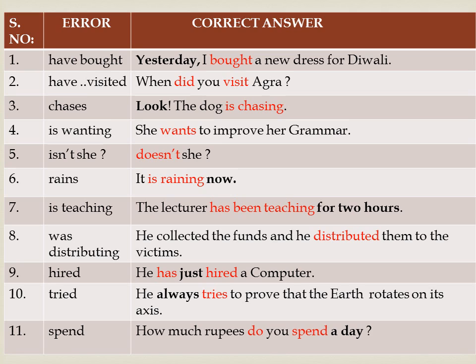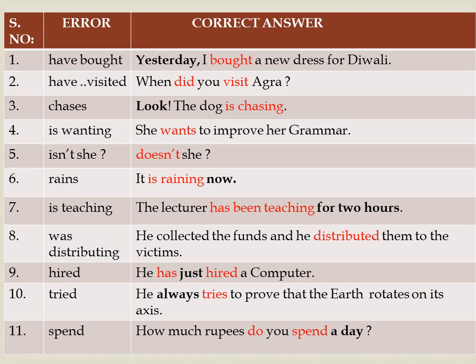Here, the mistake is in the question tag. Use a suitable auxiliary verb. Works takes doesn't she? The lecturer has been teaching for 2 hours. Here, present perfect continuous tense is used to express an unfinished action. Past tense is used to describe a line of events. He collected the funds first and then he distributed them to the victims.